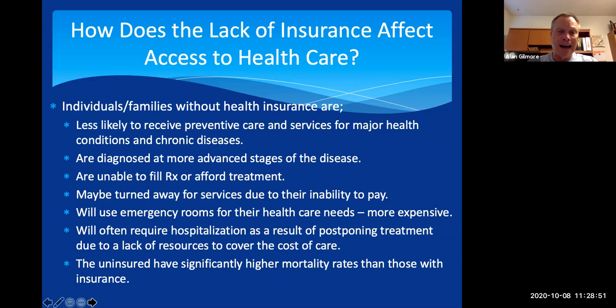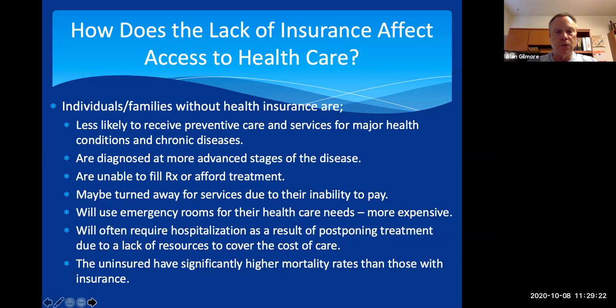They may be diagnosed at a later stage in the disease where maybe there are fewer options for treatment. They may choose not to fill prescriptions or not to participate in additional treatments. They may be turned away for services due to their inability to pay. Always the last resort for anyone experiencing a serious illness is the emergency room.